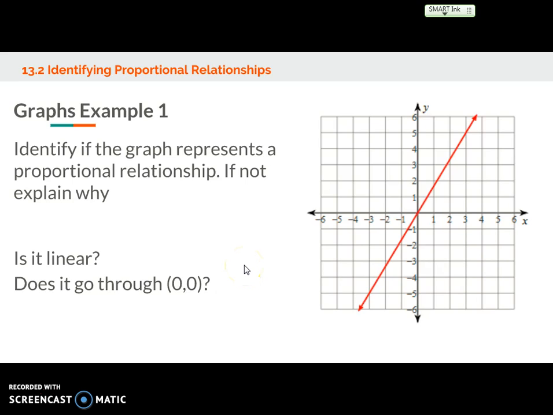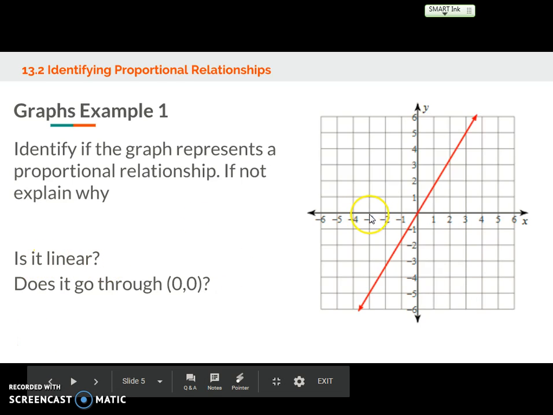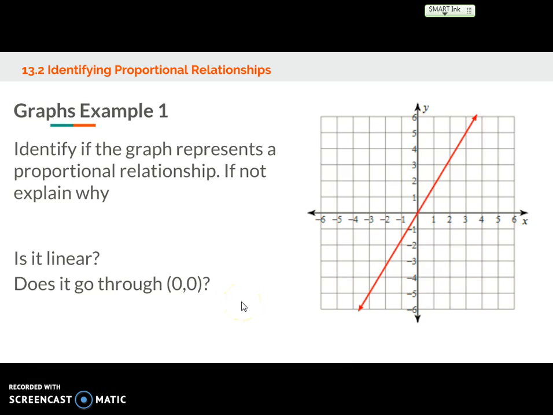Once you have this, the question says, identify if the graph represents a proportional relationship. If not, you need to explain why. Remember our two questions here. Is it linear? Well, if I look at my line here, that looks like a straight line, you bet. So that would be a yes. Does it go through the point 0, 0? Here's 0, 0. Yes, it does. So this would be a proportional relationship.